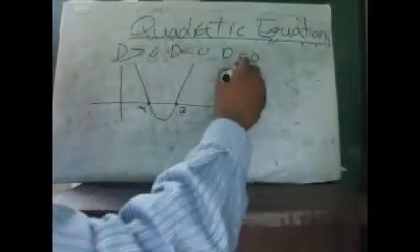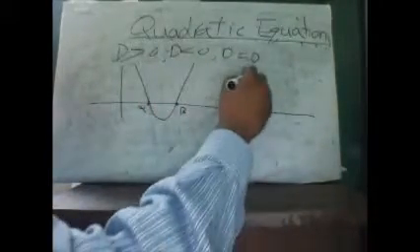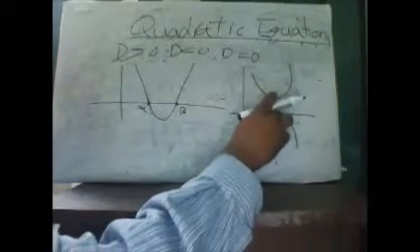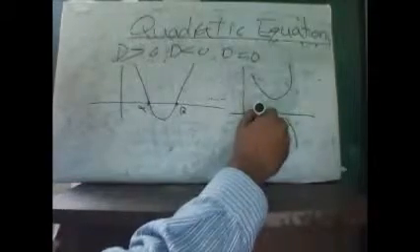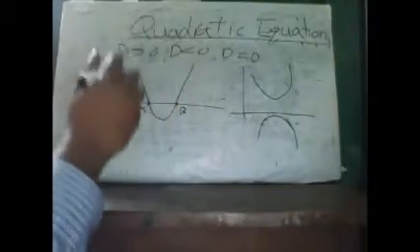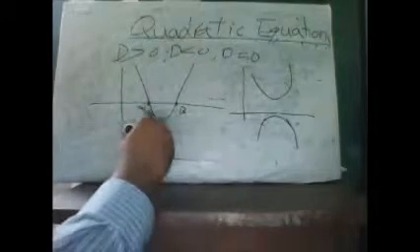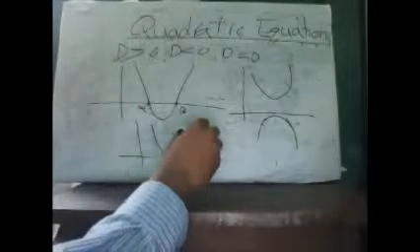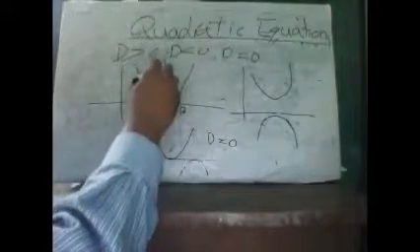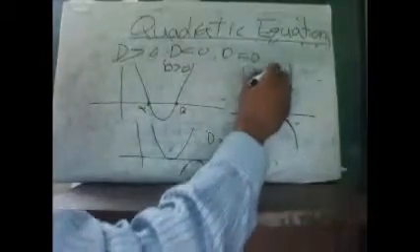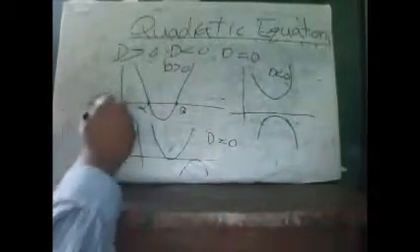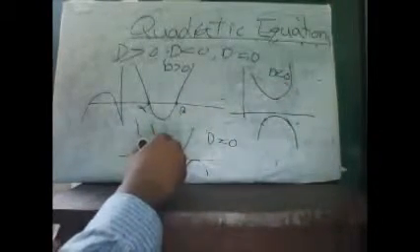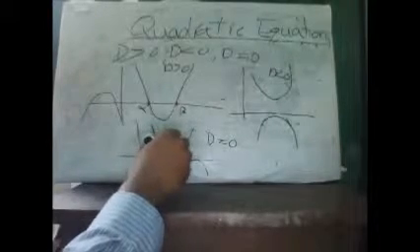If D is less than 0, then either the parabola is like this or it is like this. And if D is equal to 0, it would be touching the x-axis, giving only one root. This is D equal to 0, this is D greater than 0, this is D less than 0. The second format here would be this. This means no real roots, this means only one, and this means alpha is equal to beta.